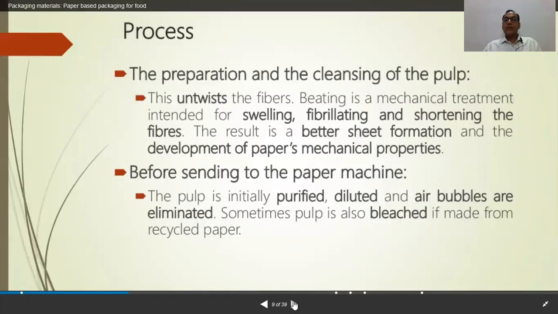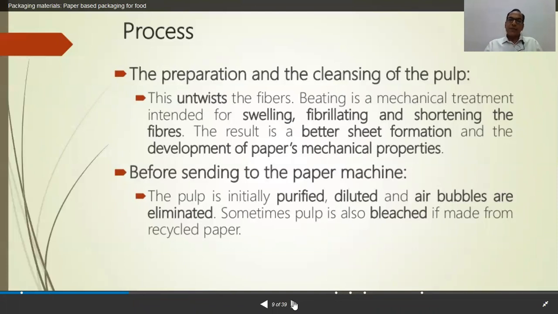So the process, first of all, is the preparation and cleansing of pulp, and this untwists the fibers. Beating is a mechanical treatment intended for swelling, fibrillating and shortening the fibers. Then we do the shortening of the fibers, and the result is better formation and development of the paper's mechanical properties.